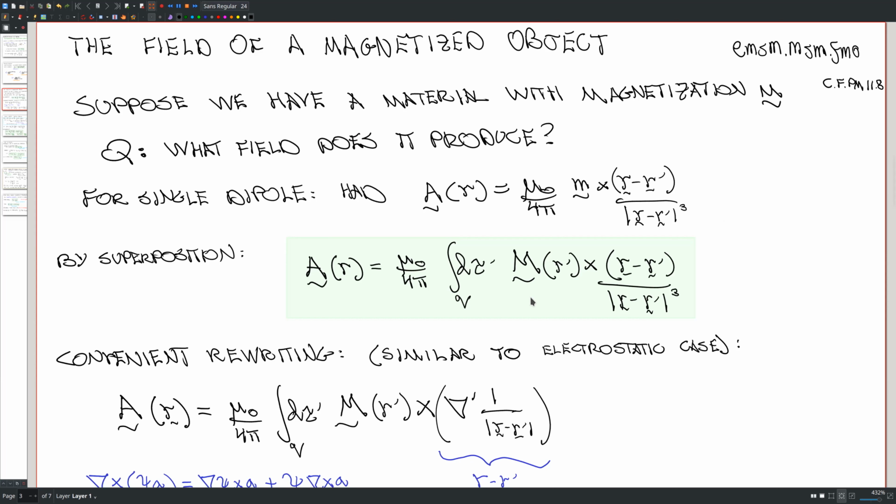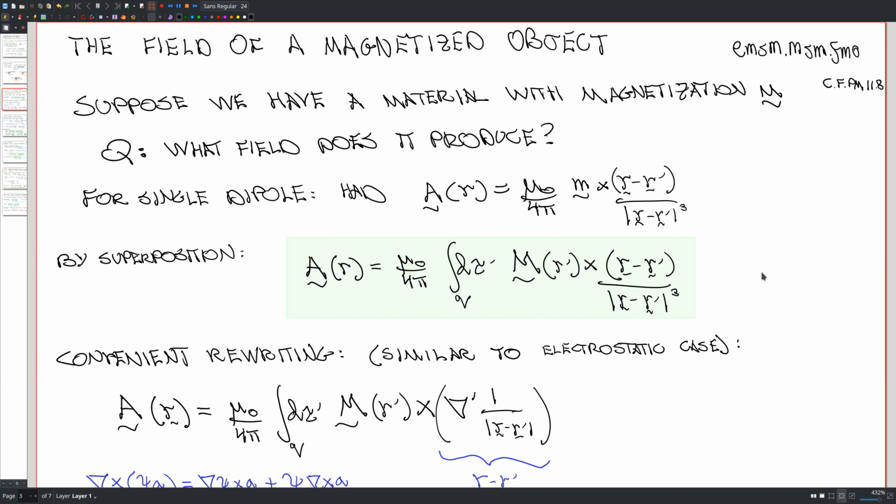by the principle of superposition, so by linearity of all fields in electrodynamics, we can just obtain the total vector potential by integrating over all regions where the magnetization is non-zero, using the formula for the dipole contribution to give us this volume integral here. So the vector potential is just the volume integral of m crossed into the distance vector with a 1 over r squared. Okay. So this expression is completely legitimate.